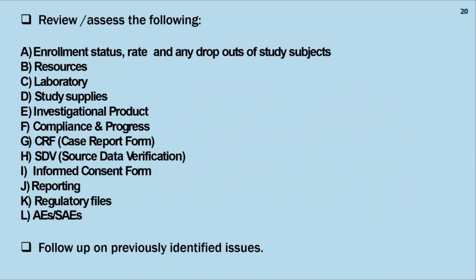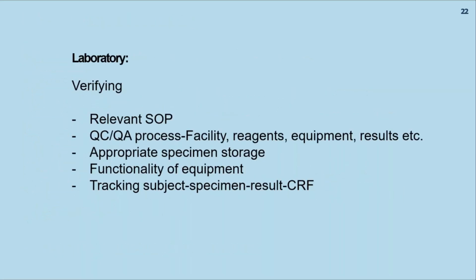They check about the lab. For resources, they check the laboratory, relevant SOPs if we have any, and quality control and quality assurance processes. Equipment, results, facilities, reagents if any, specimen storage, when the lab sample is collected, storage of the lab samples, functionality of lab equipment, and tracking the subject specimen results, by the CRA.